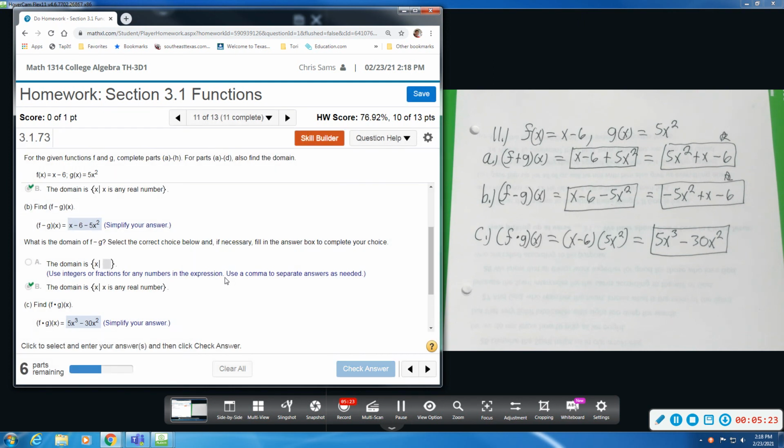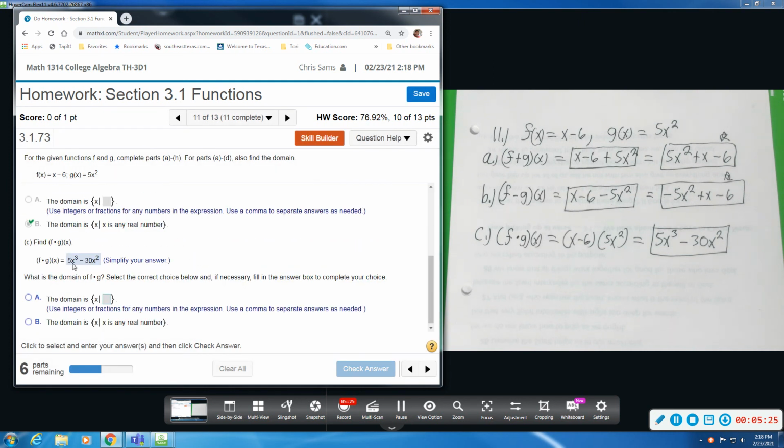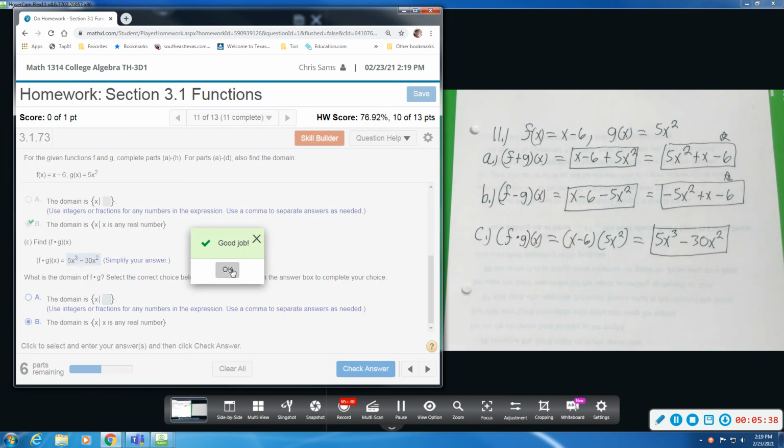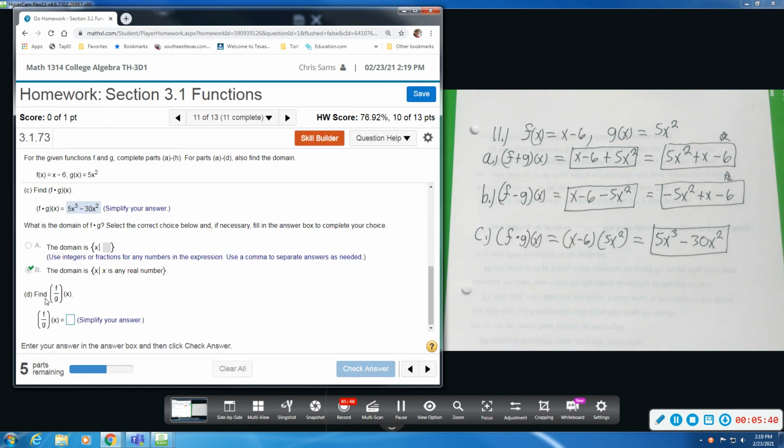Alright, and now domain here. So again, for domain, you look for fraction, square root, and logarithm. Neither of those are present here, so our domain is all real. And then now we actually have to divide the two. So f divided by g of x.